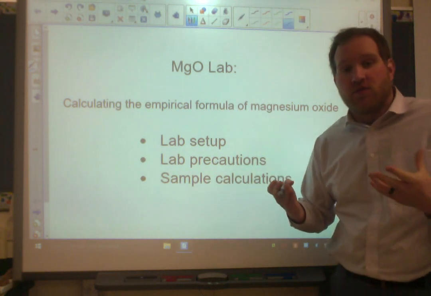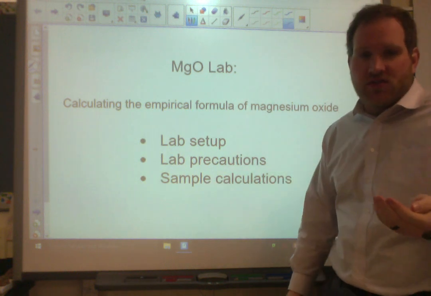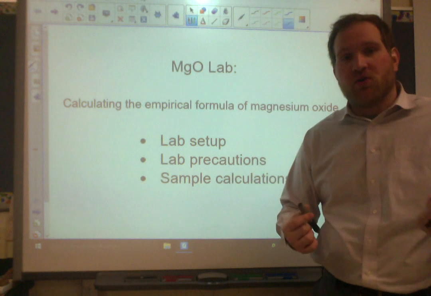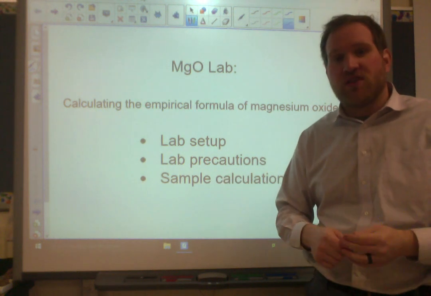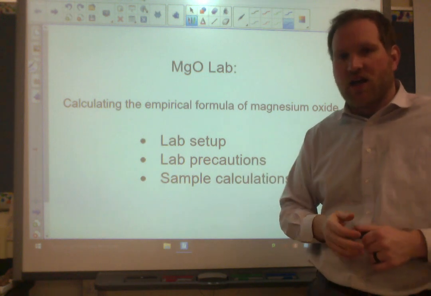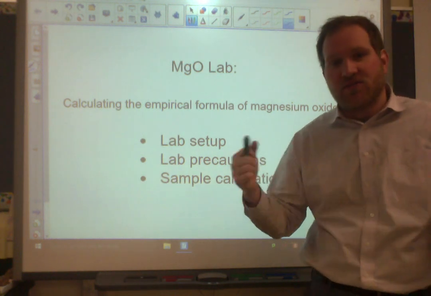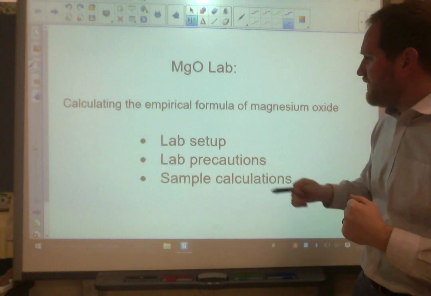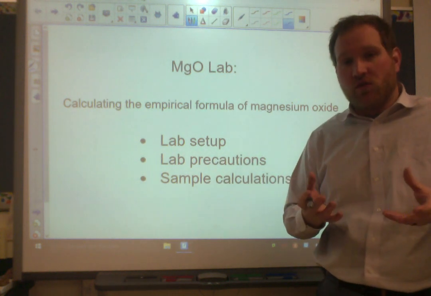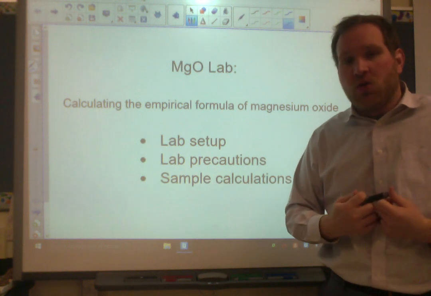So a quick overview of the lab. You're going to be given a piece of magnesium and you're going to burn it in a Bunsen burner. And as you know from before, when you burn metals in the presence of oxygen, the oxygen is going to bond to those metals, forming some kind of metal oxide. In this case, it's going to be a magnesium oxide. And what we're looking to do is find the empirical formula, or the simplest ratio that the magnesium and the oxide will form.